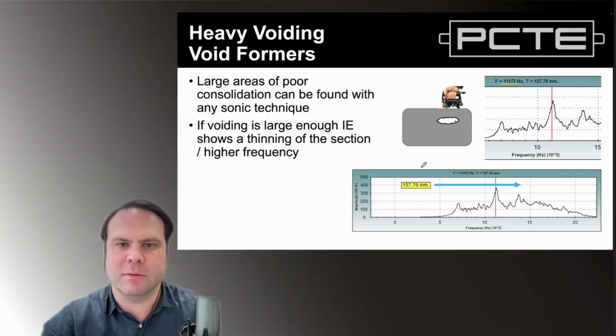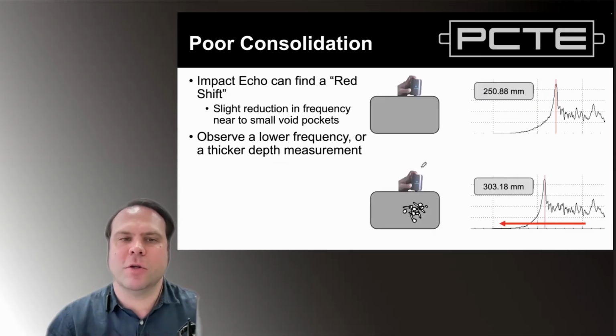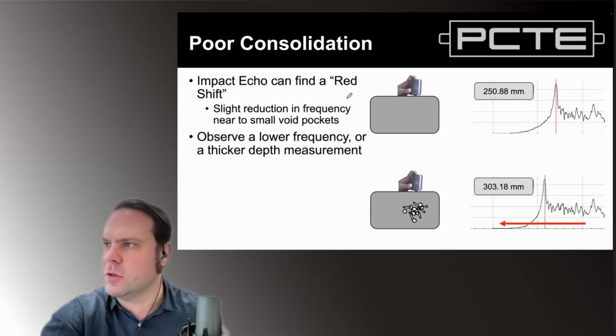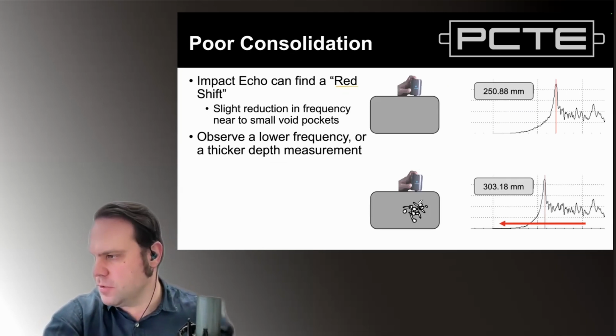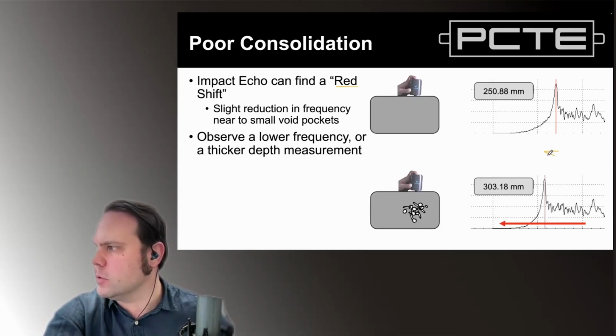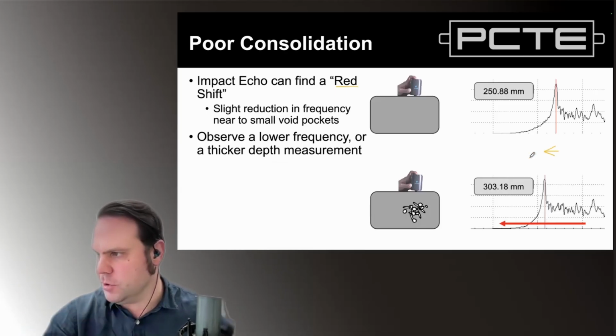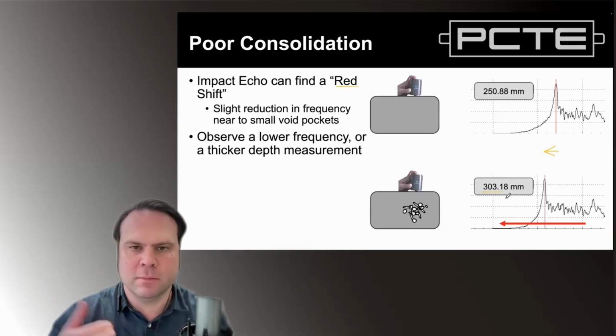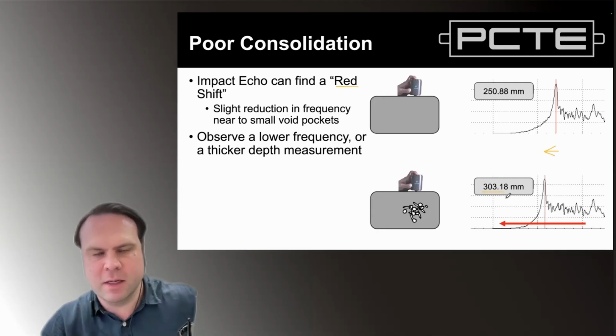And this actually becomes even more important when we go to the influence of pore consolidation, which you might hear called a redshift. We actually, because of the hollowing effect, have a lower frequency. So the hertz reduces and the apparent thickness measured increases. So that can be very hard to explain to a client.